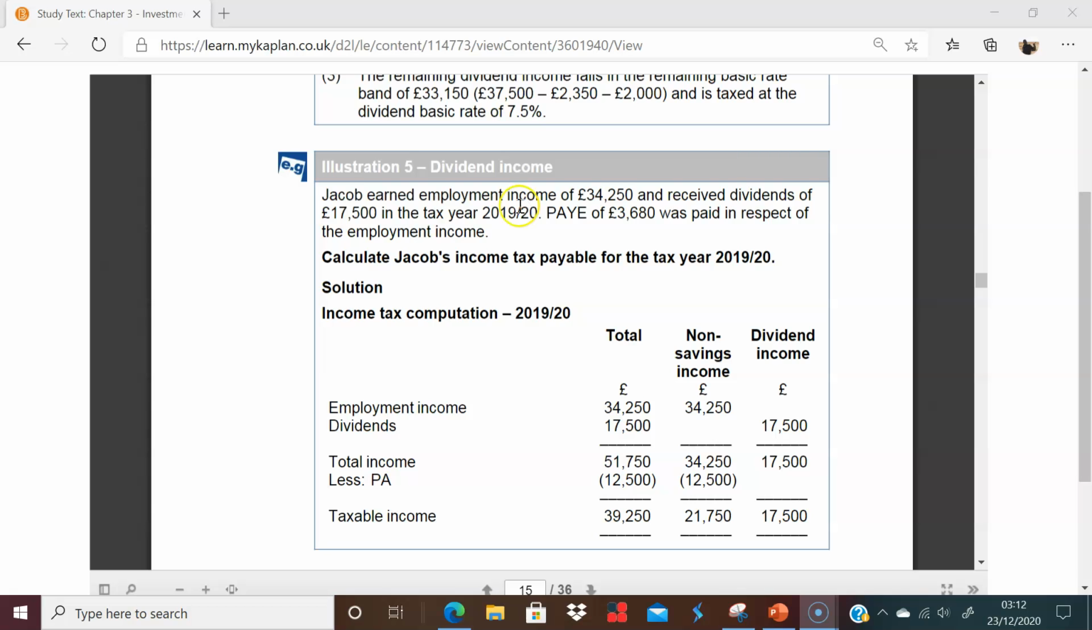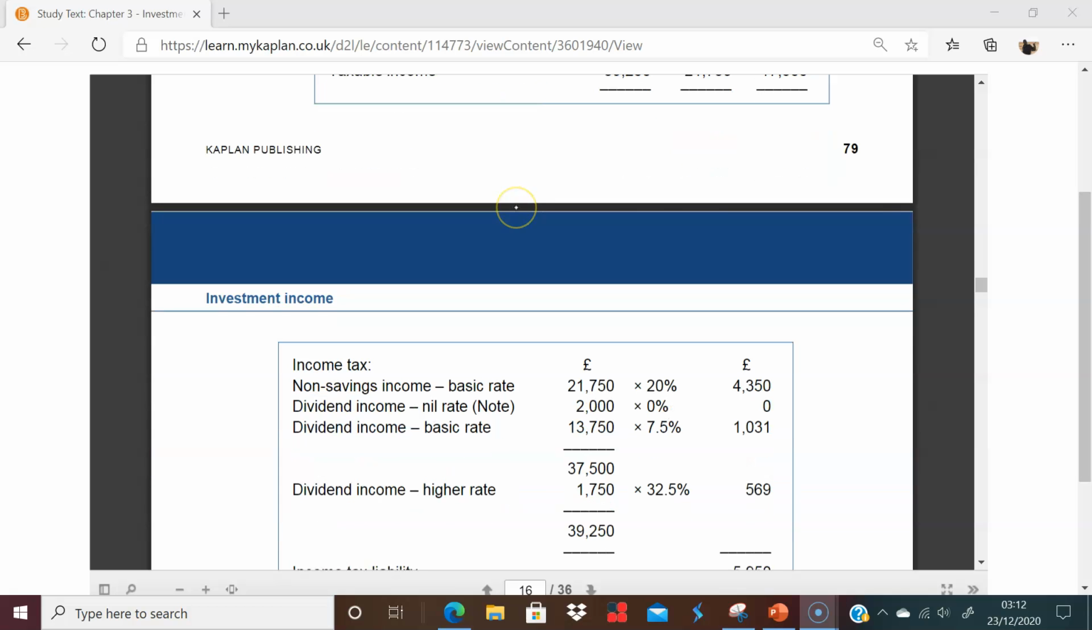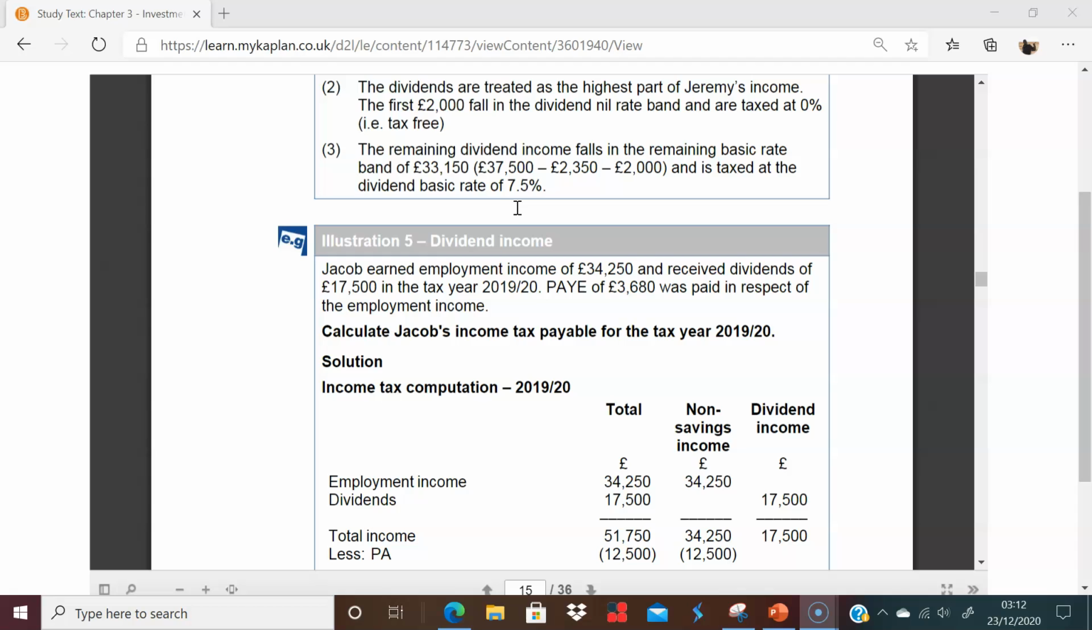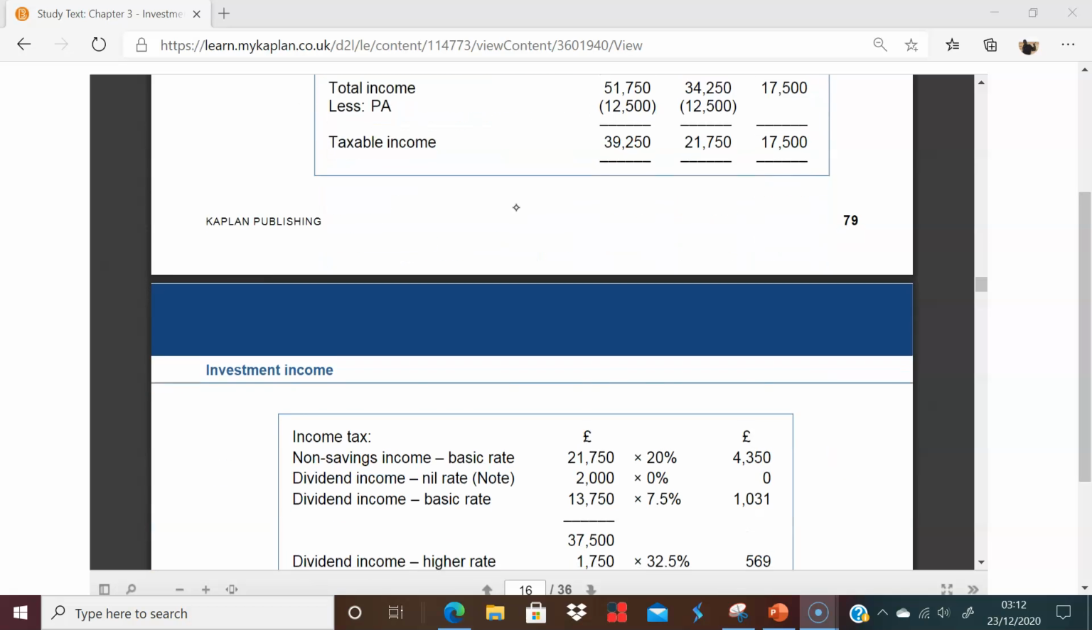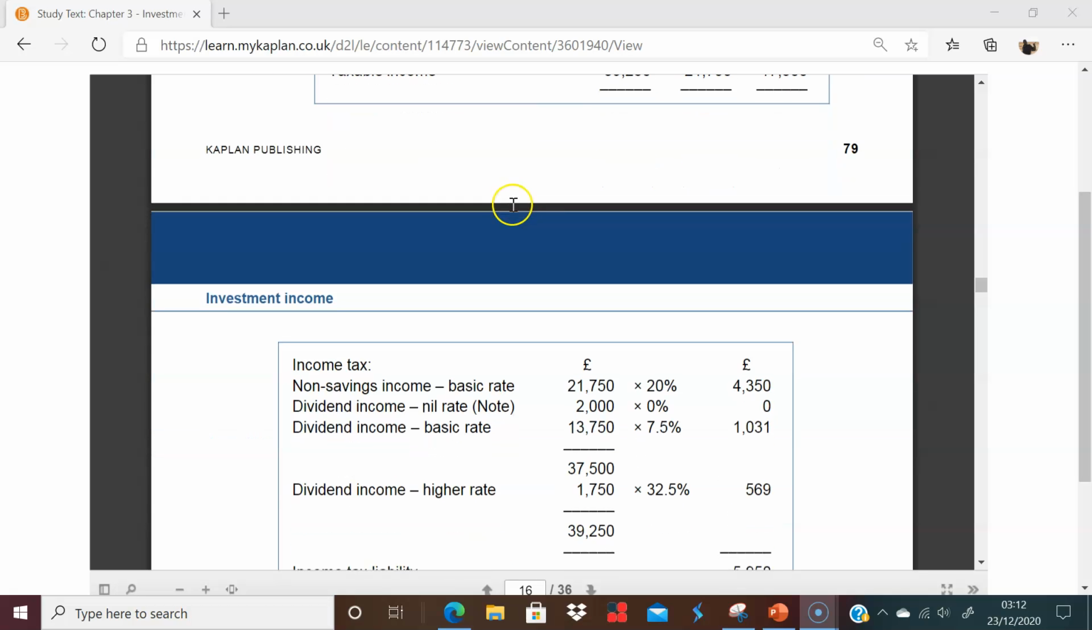Yes, and again, the same sort of principle here. It's the same principle over and over again. So you have employment income of 34,250, dividend income of that. This is PA. We'll come back to this. So just deal with it in order. Take off the personal allowance, and then of course it's about bands, right? So that gets taxed at 20%. You're checking to see in that 37,500 what's available. The first 2 goes at 0%, and like I said, it's the balance that gets taxed at 7.5%.